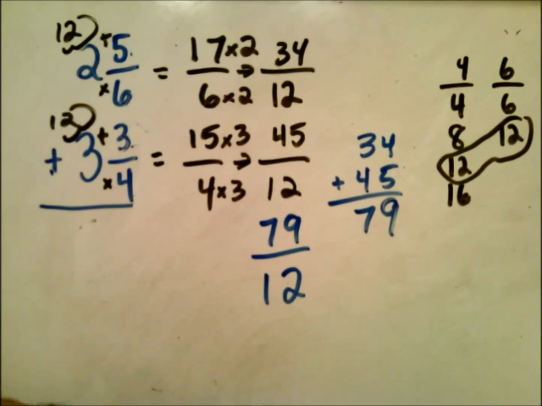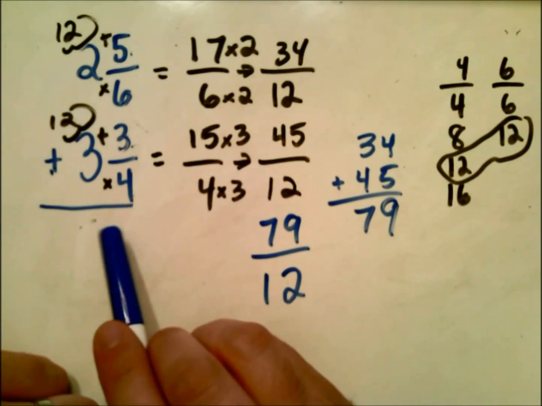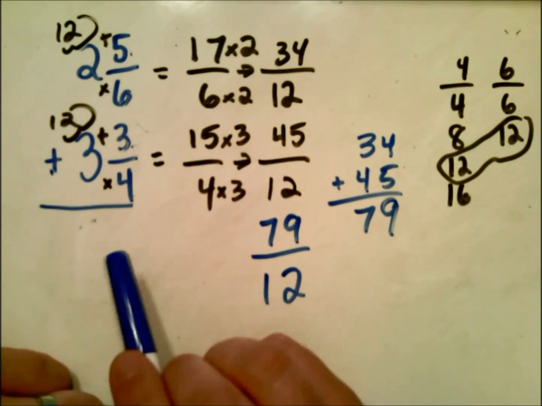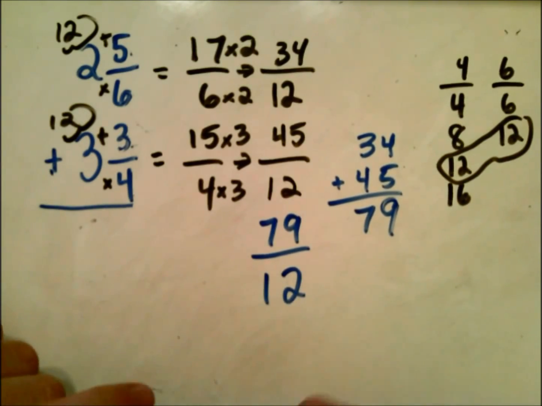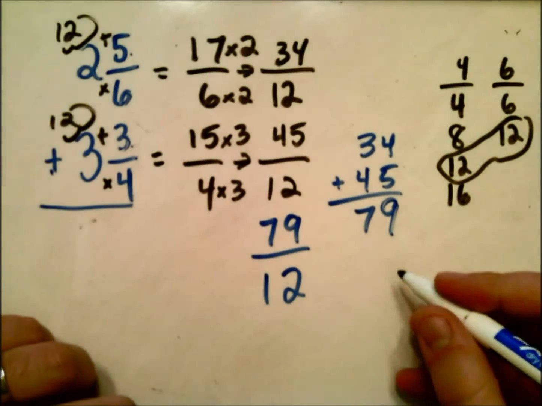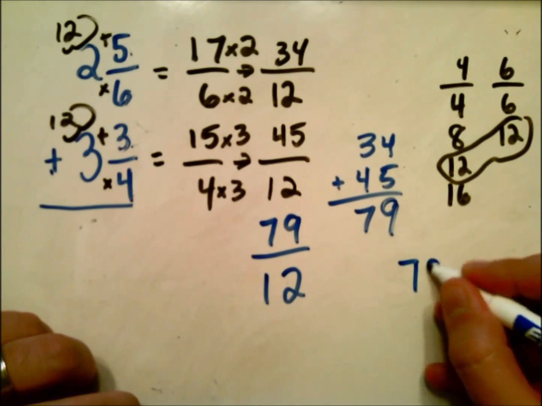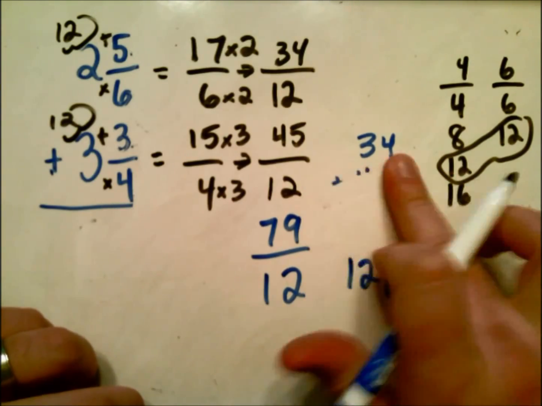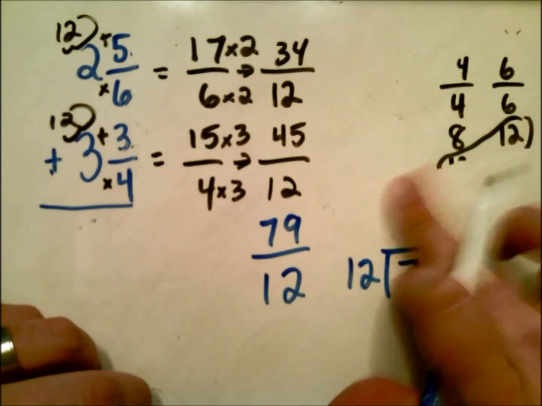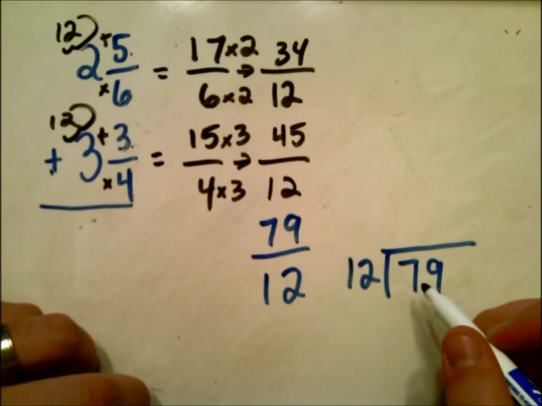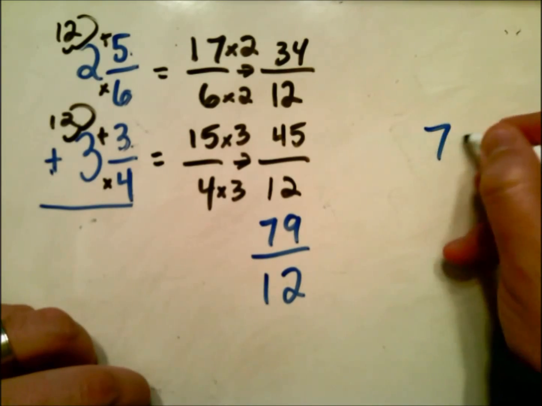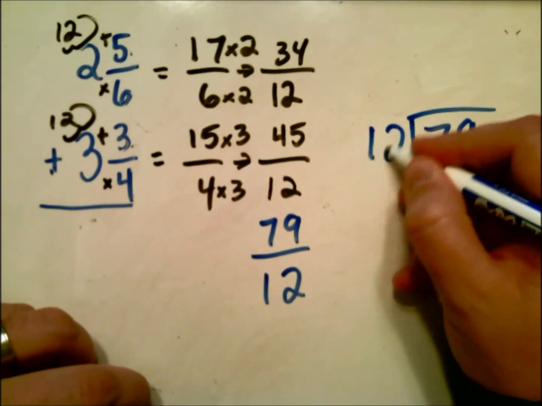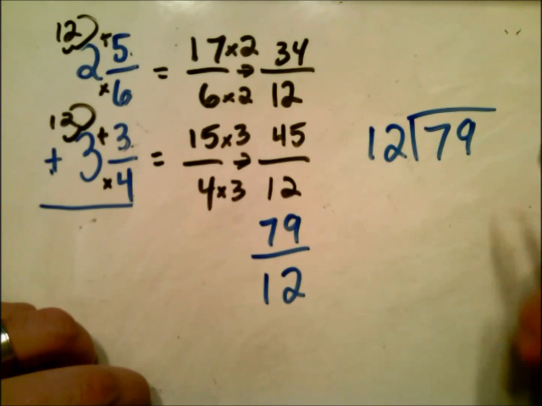79 twelfths is not the type of answer we want you to just leave on your paper. We don't want you to circle it and whatnot. It needs to be back in its original form. They gave you mixed numbers, so you need to put it back in mixed number form. So what we will do is 79 divided by 12.